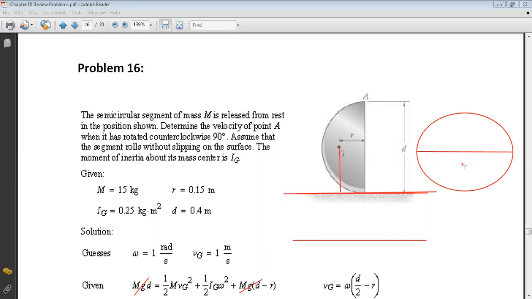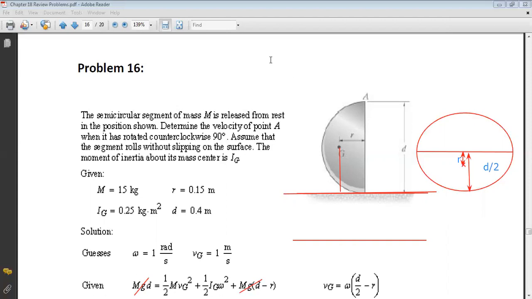Okay? This is G. The distance from here to the IC, from the center to the IC, is d over 2. And the distance from G to the ground is R. So what will be the distance between G and IC? It will be d over 2 minus R.